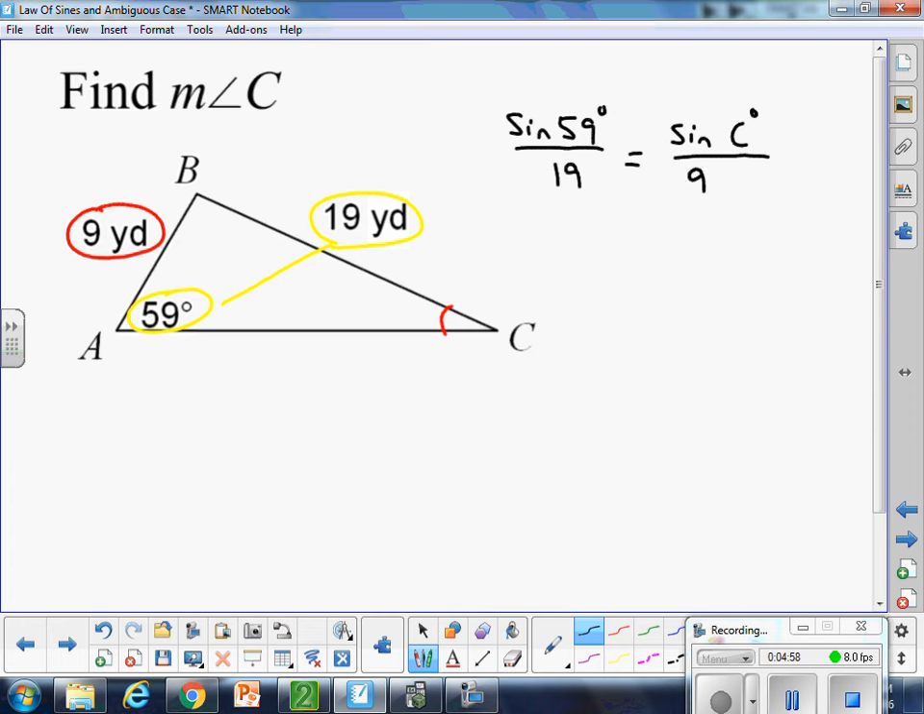And now you just have a little proportion that you can solve. You can do cross multiplying. In this case, since the thing we want is in the numerator, I would actually just multiply both sides by 9.